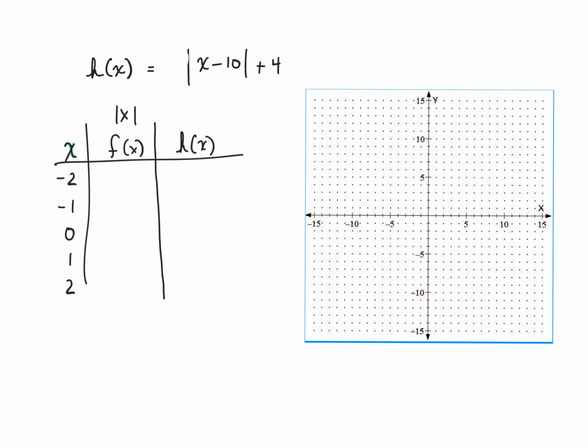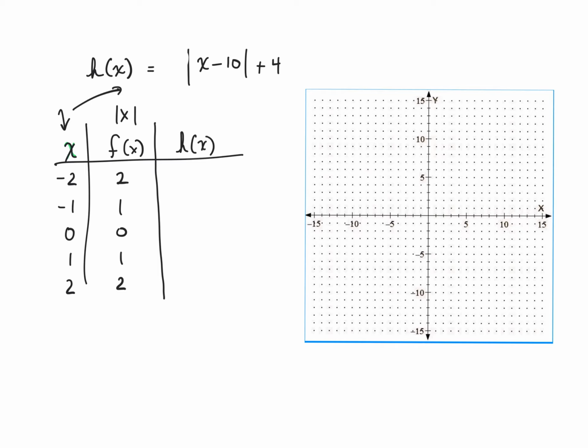So here we go. Again, we're going back to f of x, which we're going to fill in very quickly because it's just the absolute value of -2, which is 2, -1 produces 1, 0, 0, 1, 1, and 2, 2. So now let's go to h of x. I'm taking the value from this x column and plugging it in up here to the function up top, and then I'm going to map its new coordinates and take a look at what happens.